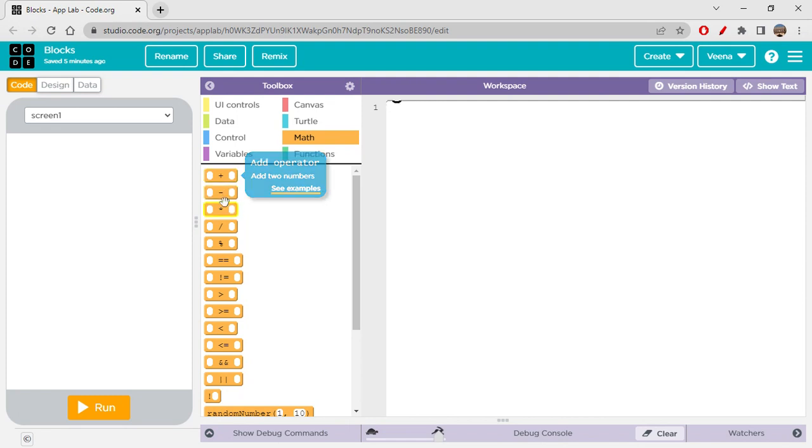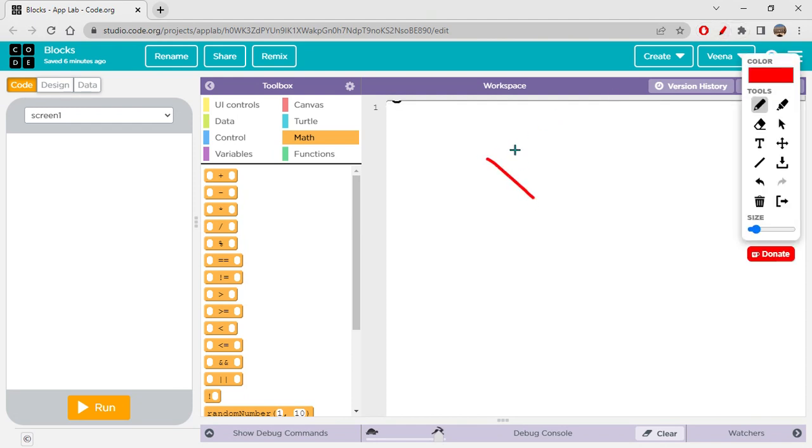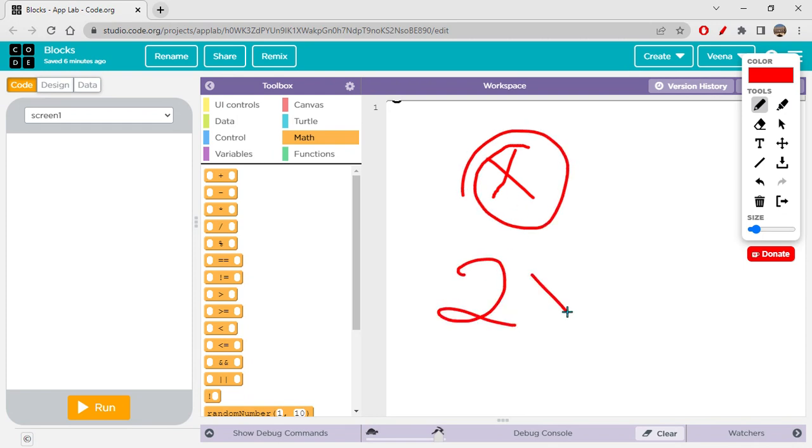Then we have the subtract operator. Like we know, subtract is to subtract two numbers, so this is used for that. And then we have a multiply operator. Usually in mathematics we write the multiplication operator in the format of x, so mostly we use this one, correct? If I want to write 2 multiplied by 2, then I would write 2 x 2 like this. So this is the mathematical representation of multiplication.